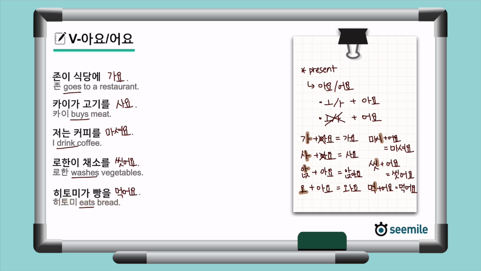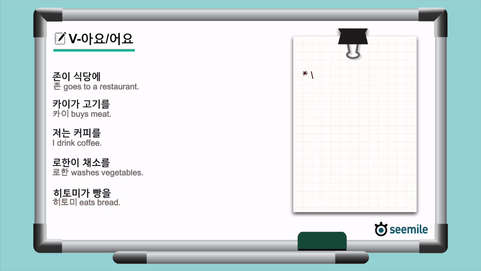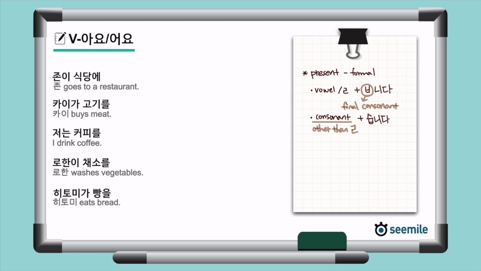Good job. Now let's learn about the present formal ending. When the word stem ends in a vowel or the consonant 리을, find the last syllable of the stem and place 비읍 in the final consonant place of that stem, then finish with 니다. When the stem ends in a consonant other than 리을, just add 습니다 after that.